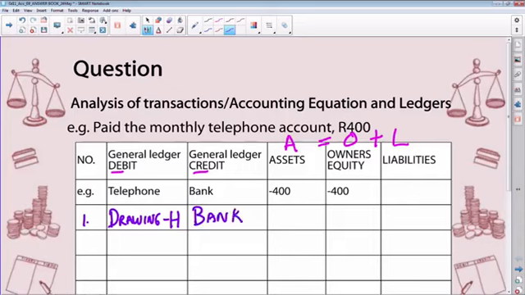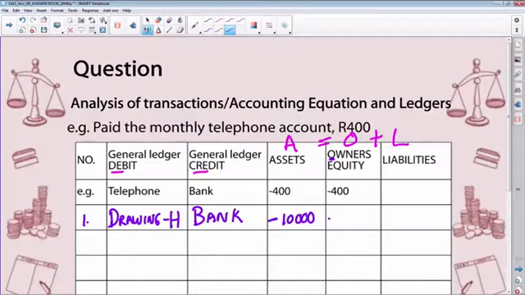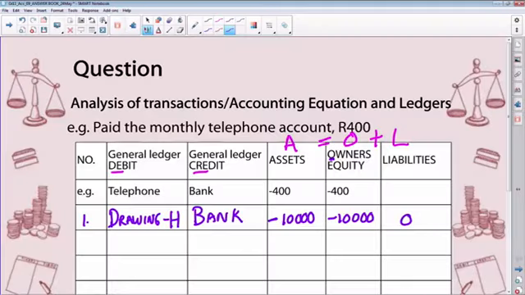Right, the impact this has had on the accounting equation. Now we know bank is an asset, I've just explained that. So your bank balance means assets are decreasing, so a minus for decreasing by 10,000. And then owner's equity, drawings remember represents owner's equity, and the moment the owner takes away from the business, owner's equity decreases by 10,000. Right, now immediately liabilities, obviously there was no impact on liabilities. So the first transaction completed.